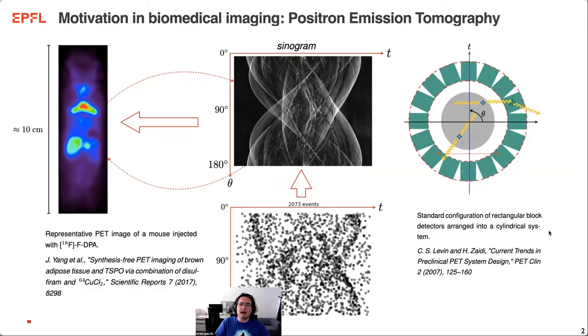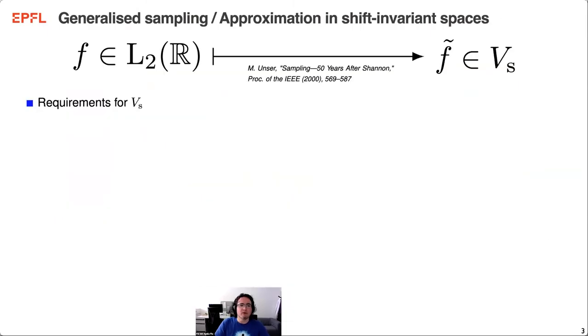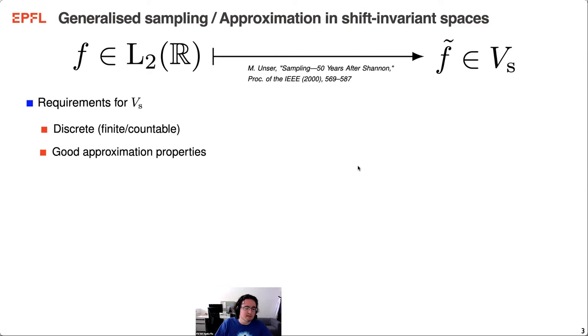So moving on, I'll review a bit the theory of generalized sampling, or the approximation in shift invariant function spaces. So it all starts from supposing that we have a finite energy function and we want to represent it somehow. And this representation should be discrete, so either finite or countable. We want to be able to store it. We want good approximation properties, of course. We would like the approximation to represent the function closely. And we would like some sort of shift invariance.